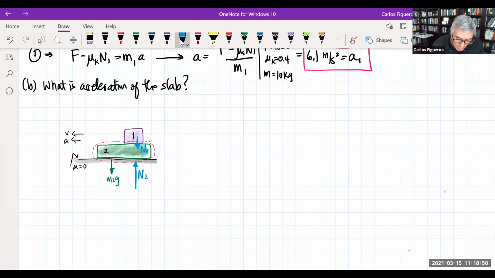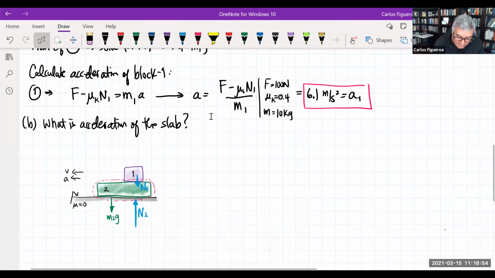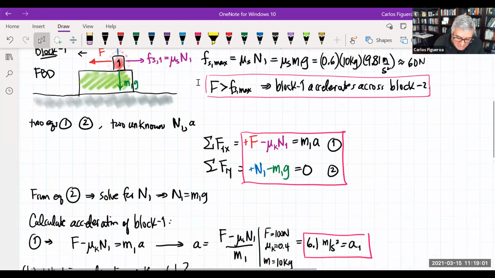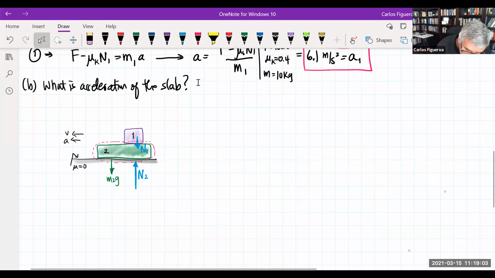Now remember, which direction was the friction on 1? When you look at the friction, it's in the opposite direction. So that means the friction in this case has to be where? It has to be in the forward direction by Newton's third law. So this is the kinetic friction.